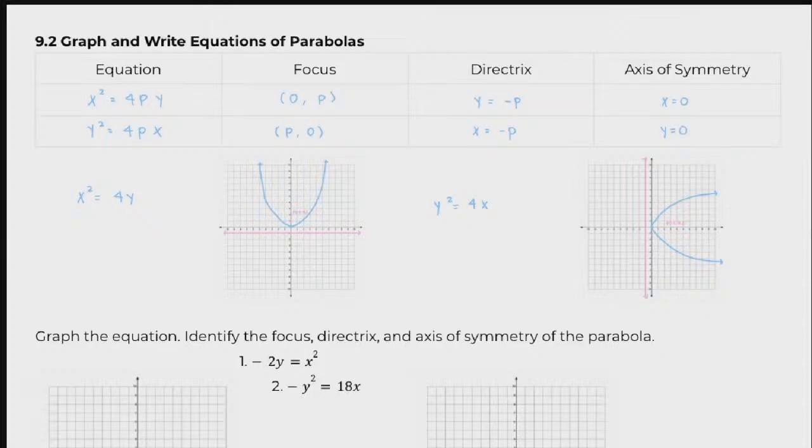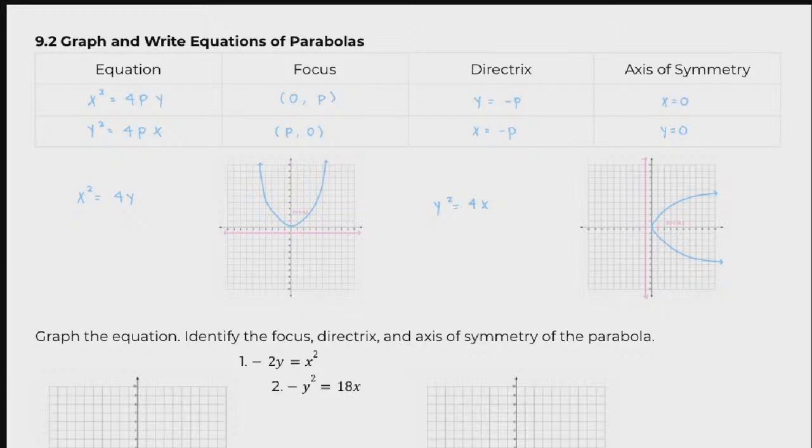Hello, today I'll be going over 9.2, which is graph and write equations of parabolas. So the general equation of a parabola is x squared equals 4py. If x is squared, then the graph will open up or down. There's a point called the focus, which is going to be at (0, p), and the directrix will be at y equals negative p, and the axis of symmetry is at x equals 0.